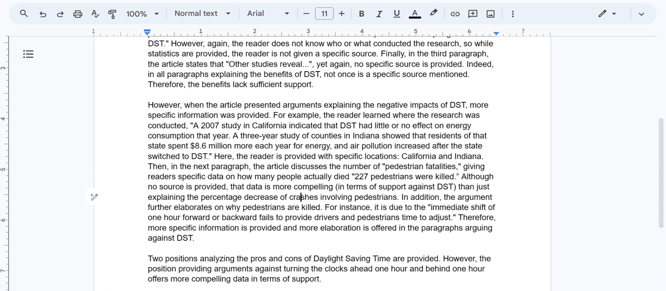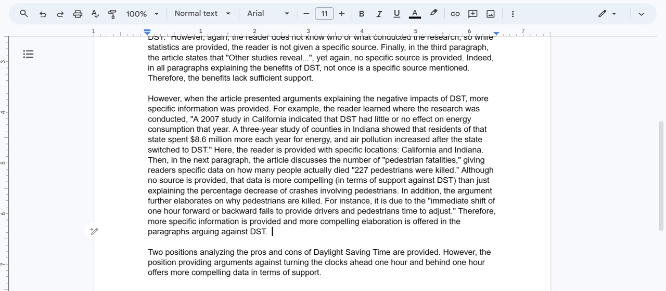Okay, for me, writers, that is a little bit of a better transition from here to this part right here. Now ending the paragraph here. Therefore, more specific information is provided and more compelling elaboration is offered in the paragraphs arguing against DST.